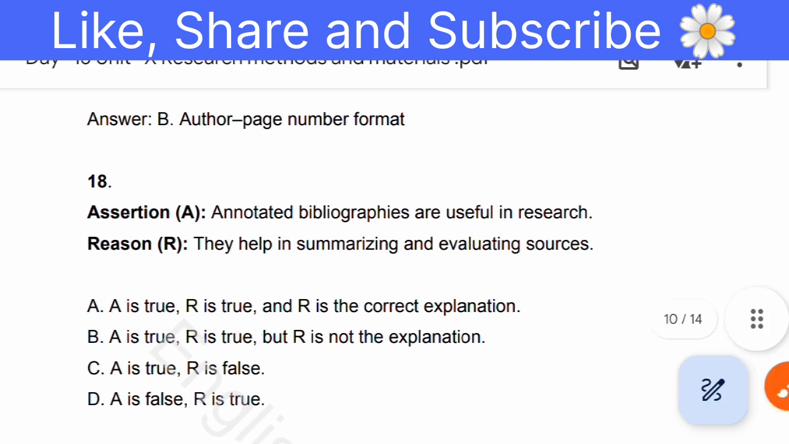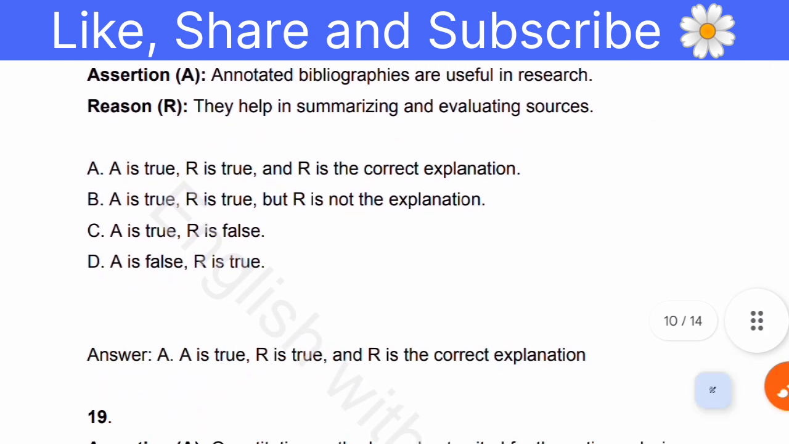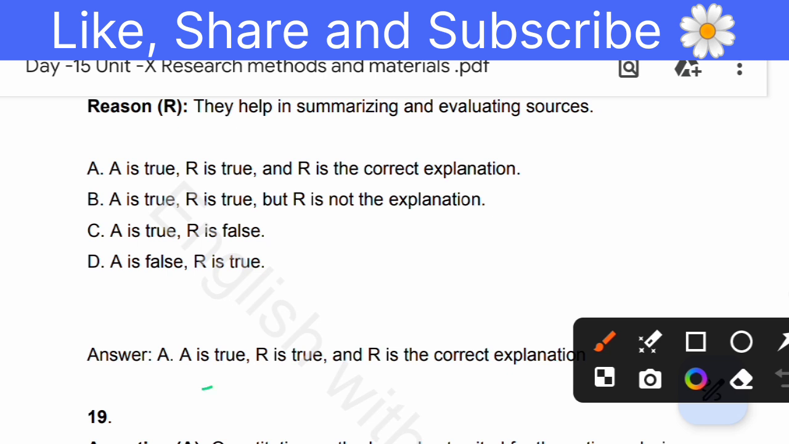Correct answer of this question is going to be the option A, that is A is true and R is the correct explanation of A. Okay.